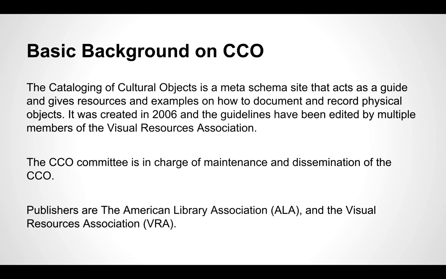So, just a little basic background on the CCO. The Catalog of Cultural Objects is a metaschema site that acts as a guide and gives resources and examples on how to document and record physical objects. It was created in 2006, and the guidelines have been edited by multiple members of the Visual Resources Association. The CCO committee is in charge of the maintenance and dissemination of the CCO, and the publishers are the American Library Association and the Visual Resources Association.